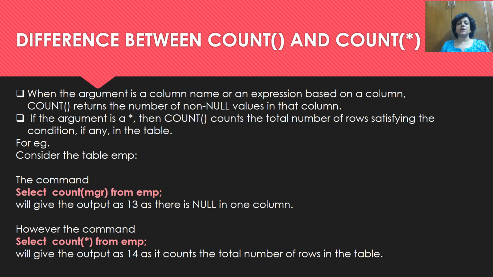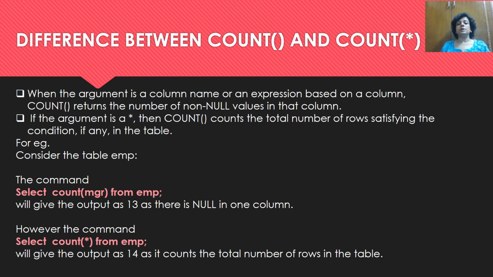Now let us understand the difference between COUNT and COUNT(*). When the argument is a column name or an expression based on a column, the COUNT function returns the number of non-null values in that column. If the argument of a COUNT function is a star, then COUNT counts the total number of rows satisfying the condition, if any, in the table.